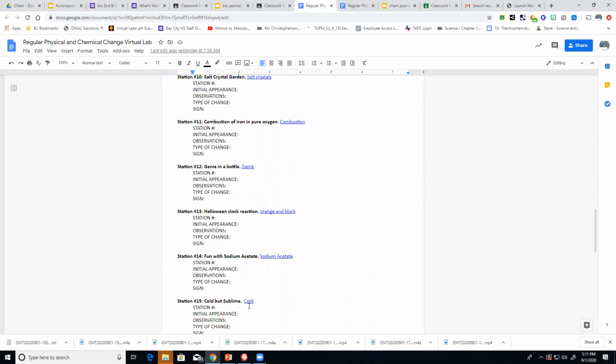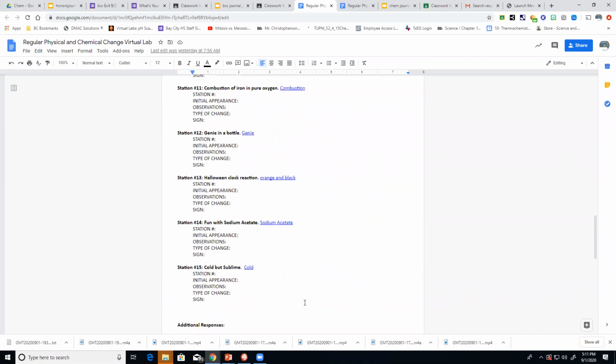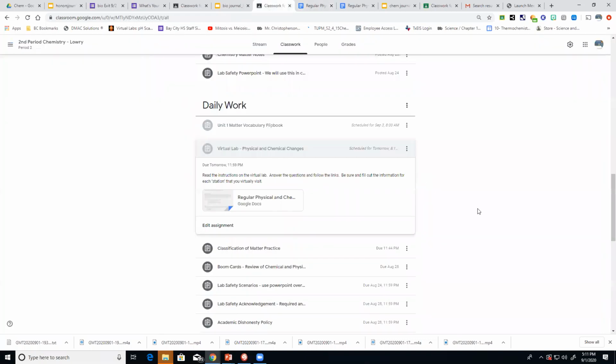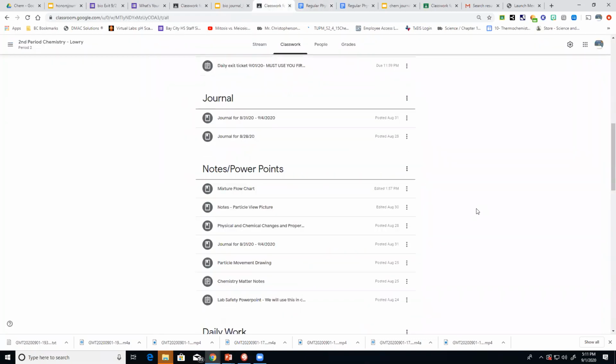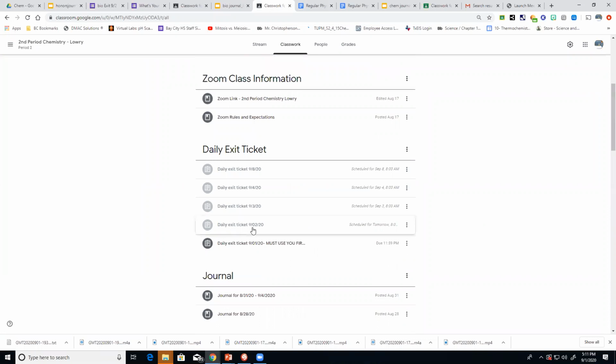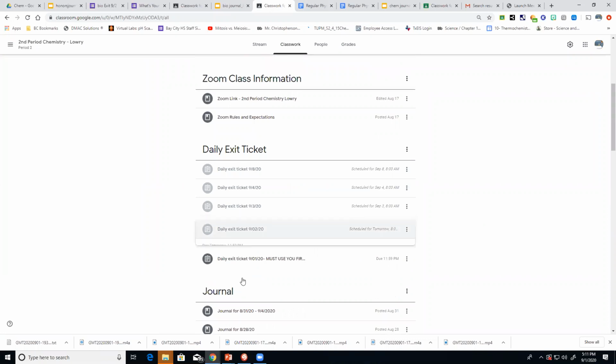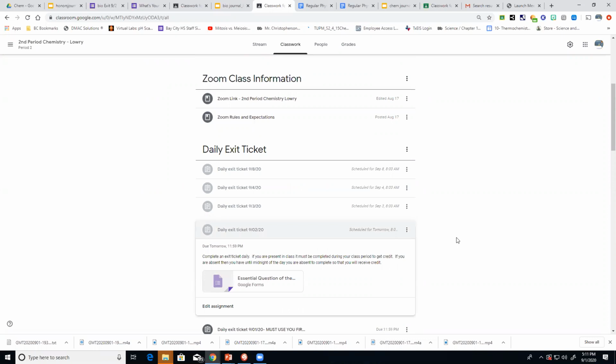So you need to work through all 15 stations. For some reason I was going to say if you don't get through in class, but you wouldn't be watching this if you were in class. And then after that, each class would go to their daily exit ticket for 9/2. Open that up. It's a Google form, so you would go in there and answer that, and that would complete your day for Wednesday 9/2.